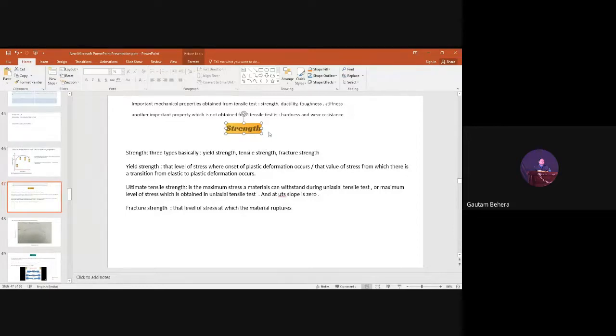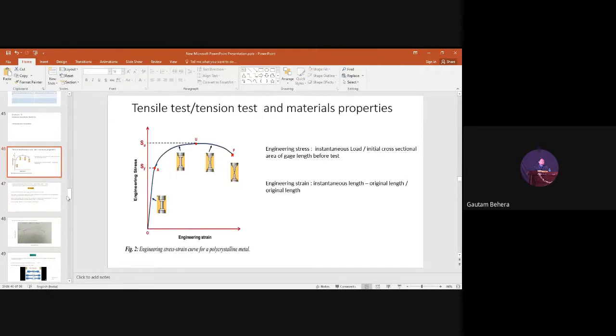So strength of a material, you understand there are basically three kinds of strength: yield, tensile, and fracture strength. So what is yield strength? Okay, fine. So this point in an engineering stress versus strain curve gives you the yield strength. That means from this point plastic deformation initiates, or there is a transition from elastic to plastic deformation. So you can easily define by looking at this stress strain curve that yield strength is nothing but that level of stress from which plastic deformation starts, or there is a transition from elastic to plastic deformation, right?